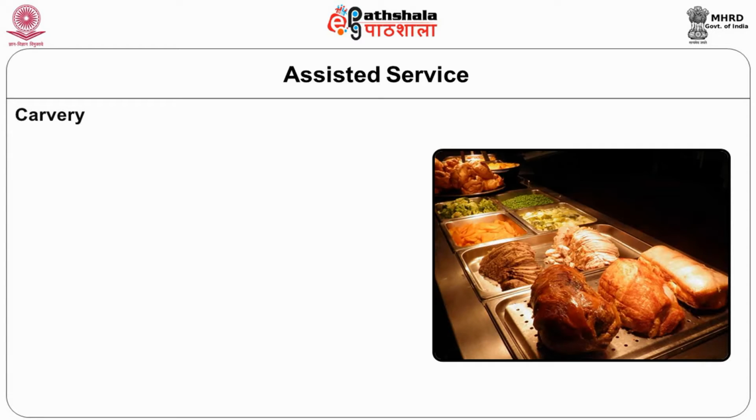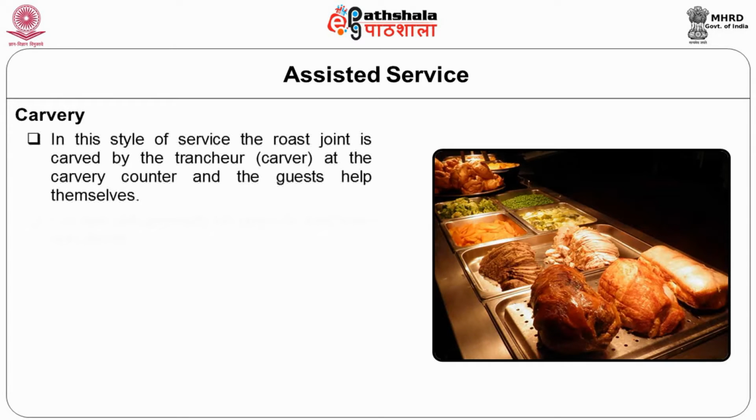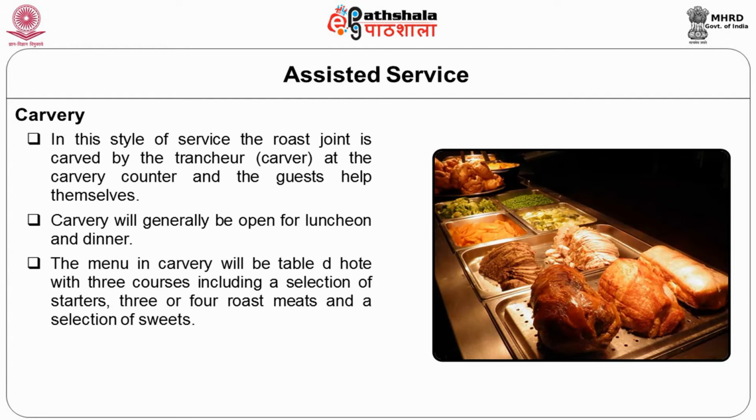Now the next style of service which comes under assisted service is called carvery. In this style of service, the roast joint is carved by the trancheur or the carver at the carvery counter and the guests help themselves. Carvery will generally be open for lunch and dinner. The menu in carvery will be table d'hôte with 3 courses including a selection of starters, 3 or 4 roast meats and a selection of sweets.